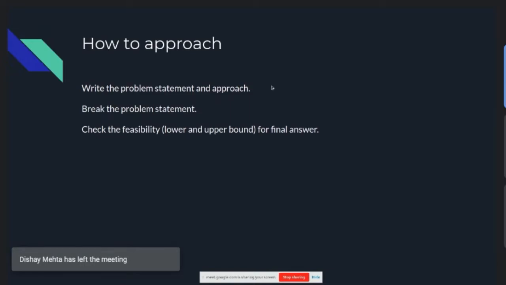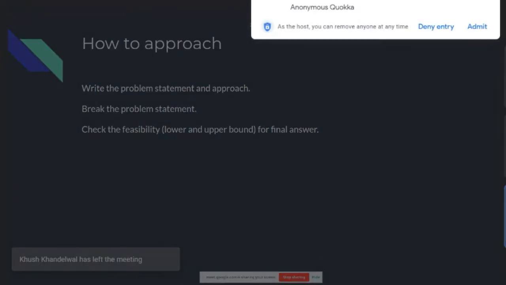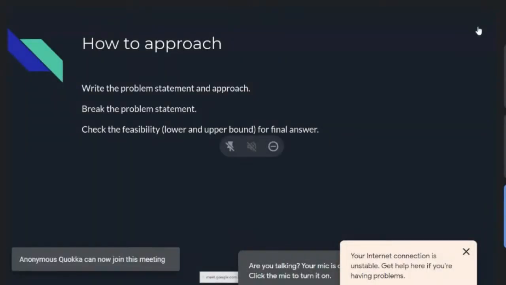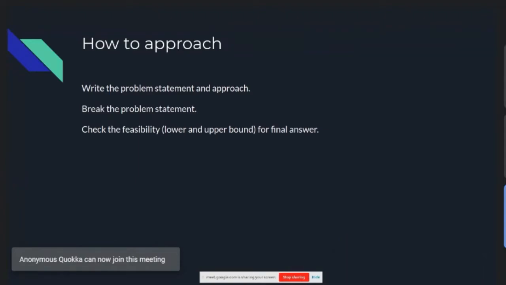Next is how to approach guesstimates. There's a certain criteria you should follow in order to have a seamless and smooth guesstimate session. Whenever an interviewer gives you a problem statement, first of all you should write that problem statement and confirm with the interviewer that this is the problem statement you want to solve, so that you both are on the same page.